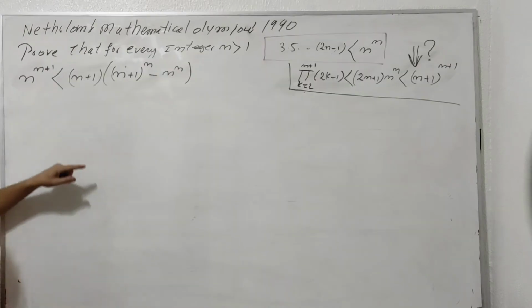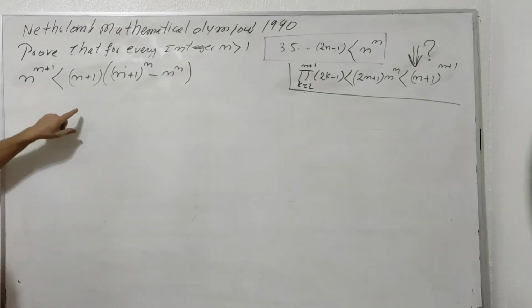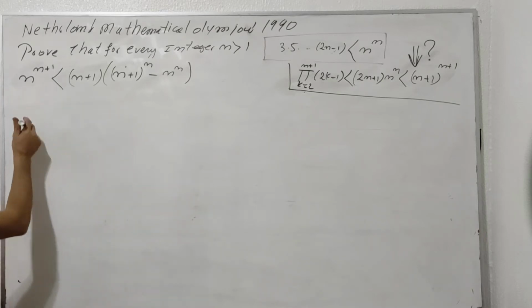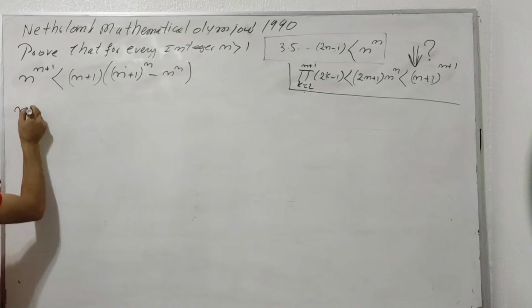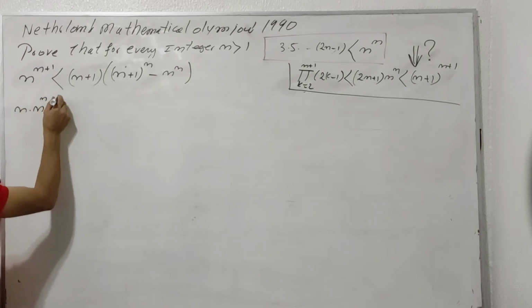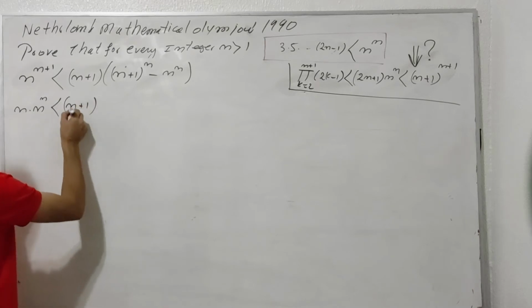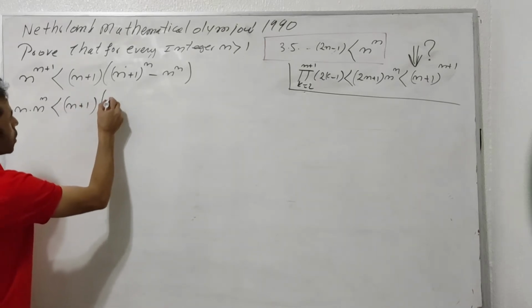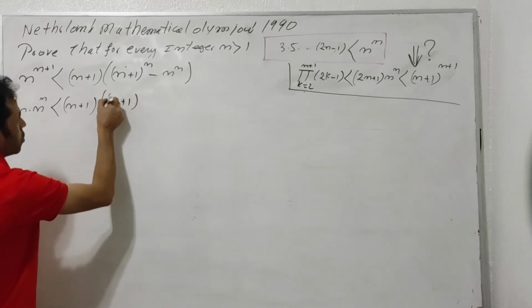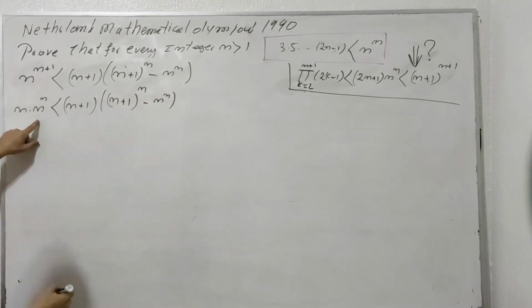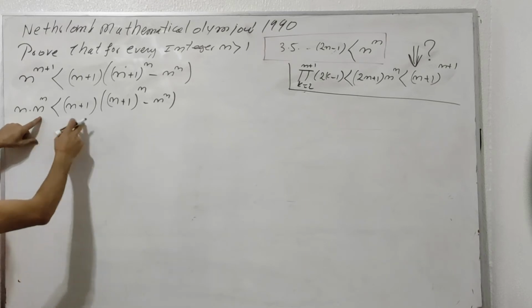In the last work, I was working on this inequality and came up with this result. Now I'm going to simplify this one. This one is giving me n multiplied by n to the n is strictly inferior to (n plus 1) multiplied by ((n plus 1) to the n minus n to the n). I'm going to divide both sides by n to the n.